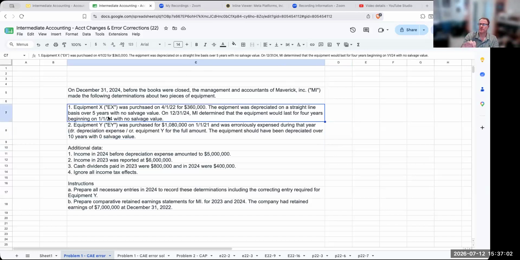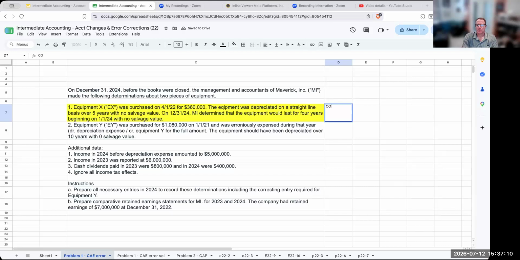Okay, so the first thing we know with this is that this is a change of estimate. Therefore, we're going to handle the change in accounting estimate prospectively. So we're going to compute depreciation expense up until that date, and then apply the new information going forward.